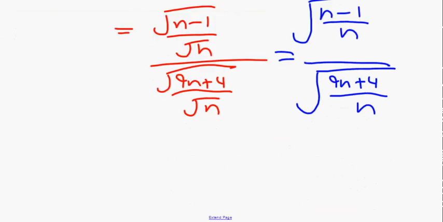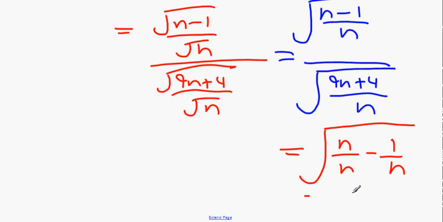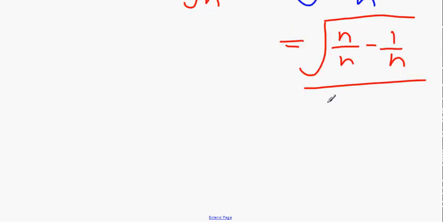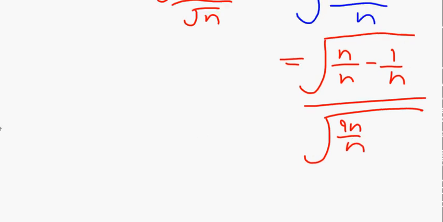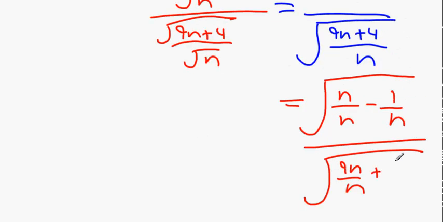Now once I've done that, I'm going to work on the fraction. I'm going to break up the fractions on the inside. So it's going to be n over n minus 1 over n, and then on the other one it's going to be square root of 9n over n plus 4 over n.